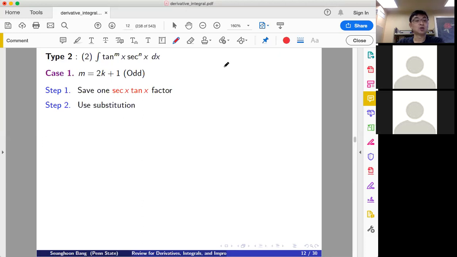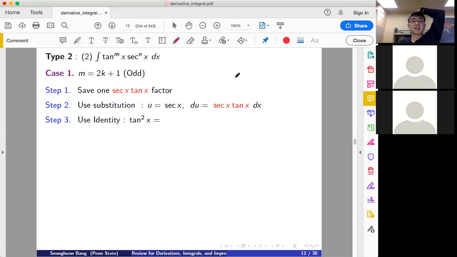Step 2, u substitution. u equals secant, du equals secant x tan x. This is the reason why you save secant and tan x: du is secant and tan x dx. Step 3, you have to use the identity: tangent square of x is secant square of x minus 1. This is u square minus 1, right? Because u equals secant, plug into here.